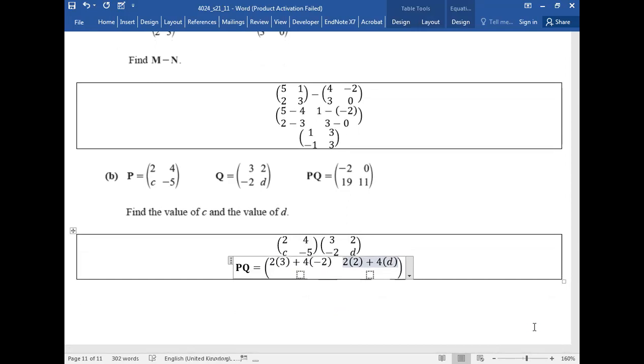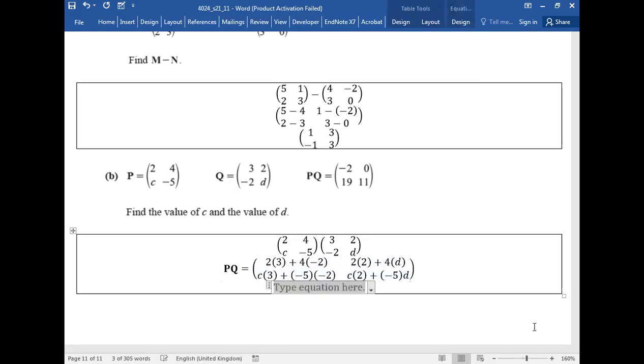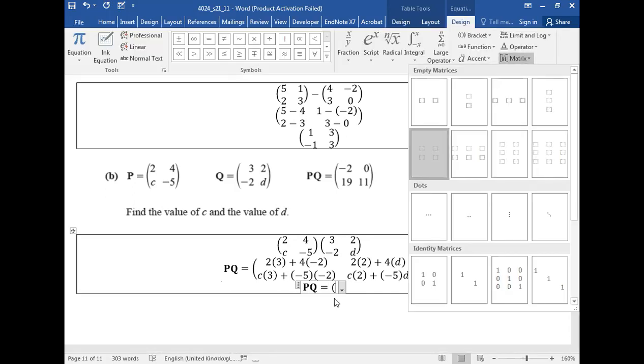D. देखो ना, first row and second column. Then second row and first column, 3 will multiply by 3 plus negative 5 will multiply by negative 2. Second row and second column, C will multiply by 2 plus negative 5 will multiply by D. Yes, class. So what is the answer? Can anyone tell me the simplified answer? I already know. I do not need to go for the values.